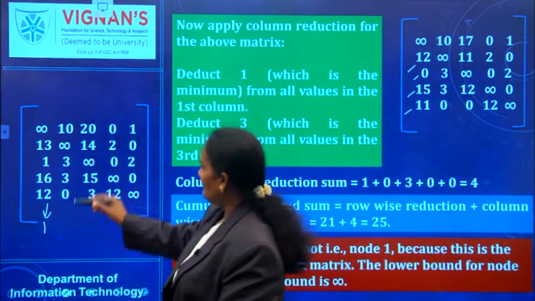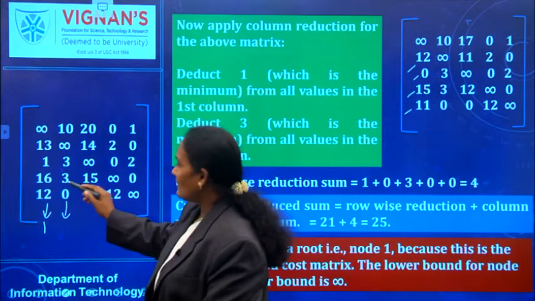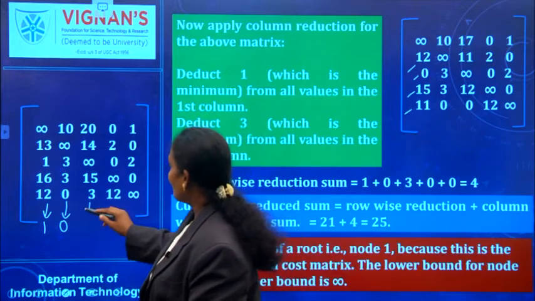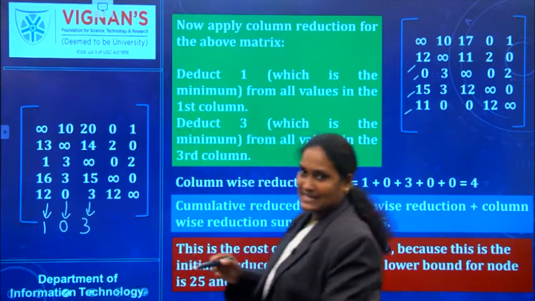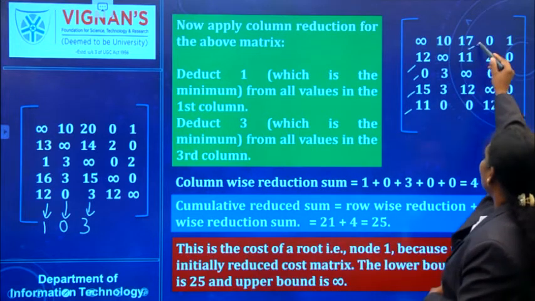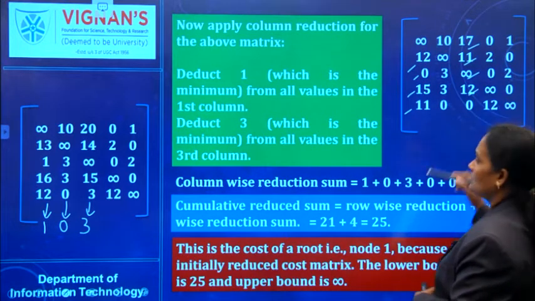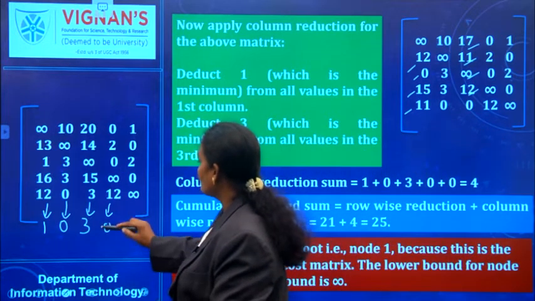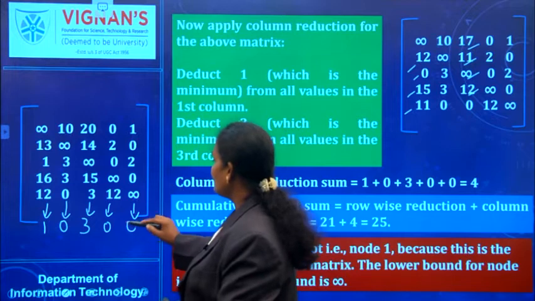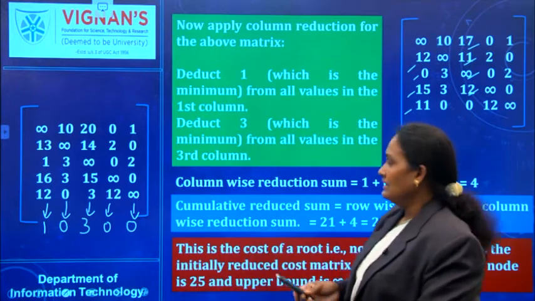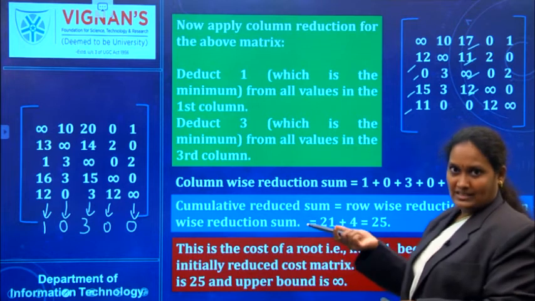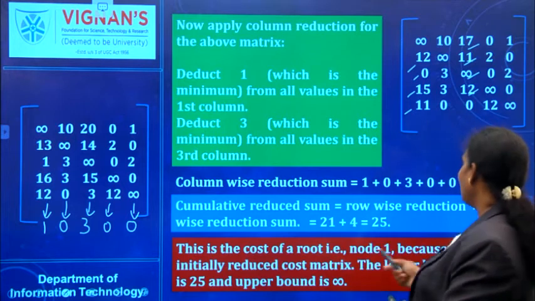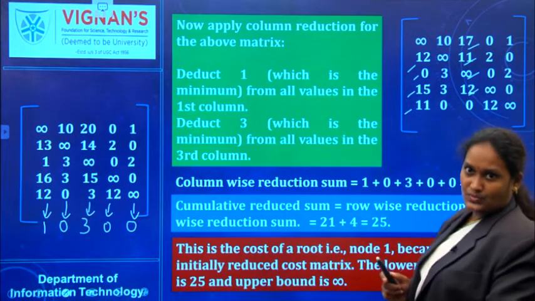Now what is the minimum entry in the second column? Since it already contains 0, 0 is the minimum entry. Now in the third column, 3 is the minimum entry. By subtracting 3, what we get is 11, 17, 11, infinite, 12, 0. Now what is the minimum entry in the next column? It already contains 0. And in the last column? This also already contains 0. So the total column reduction is 1 plus 0 plus 3 plus 0 plus 0, that is 1 plus 3, which is nothing but 4. The total column reduction is 4.